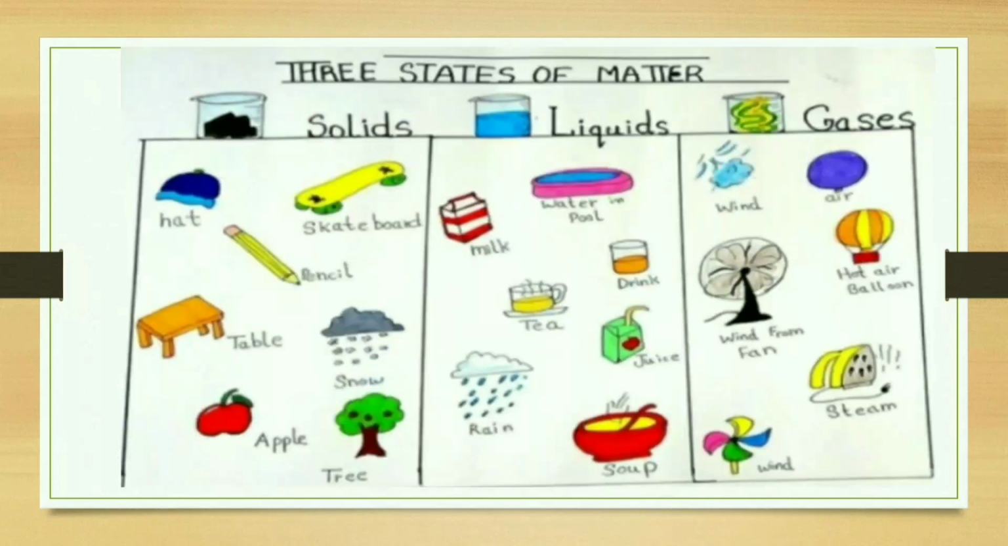Now next we have the examples of the three states of matter. Solid has hat, skateboard, pencil, table, snow, apple tree. Liquid, we have water in the pool, milk, drink, tea, juice, rain, soup. Then gases, we have wind, air, hot air balloon, wind from the fan, steam and wind.